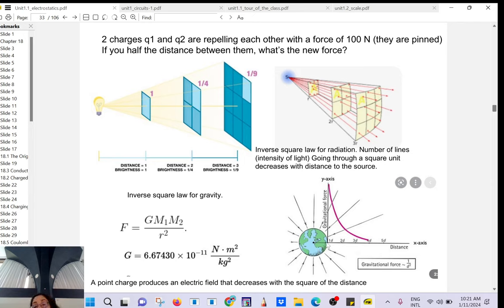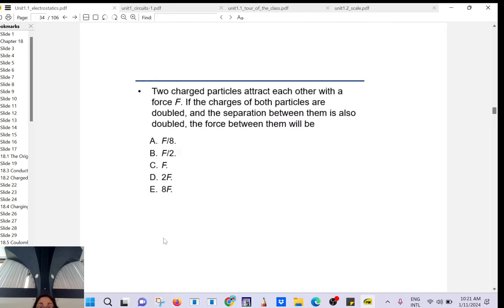Gravity, same thing. You are at a distance of 1 radius, so that's the radius of the Earth. Your weight is 400 pounds. Now you go twice the distance, so your weight will be 100 pounds. 3 times the distance, it will be divided by 9. So if you do the math, it's called the inverse square law. And that's how the electric force works. So let's see. You have 2 charges, they attract each other.